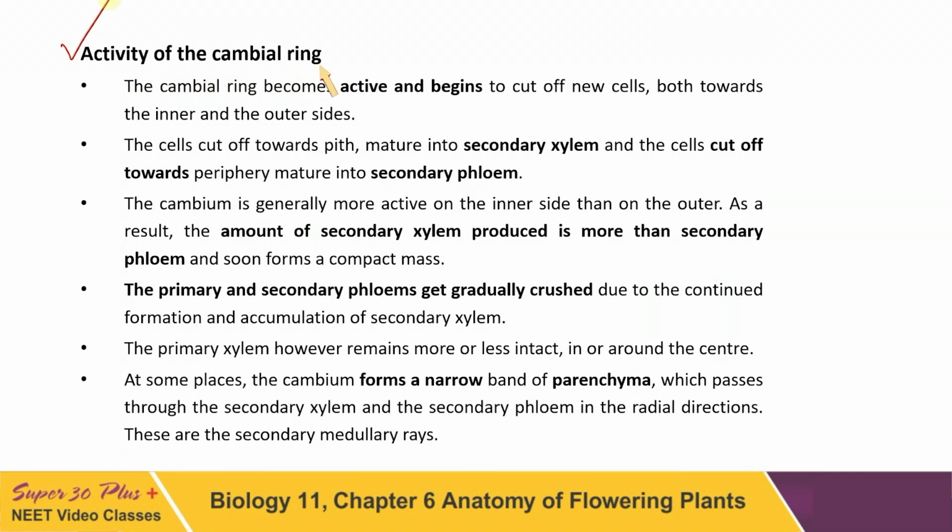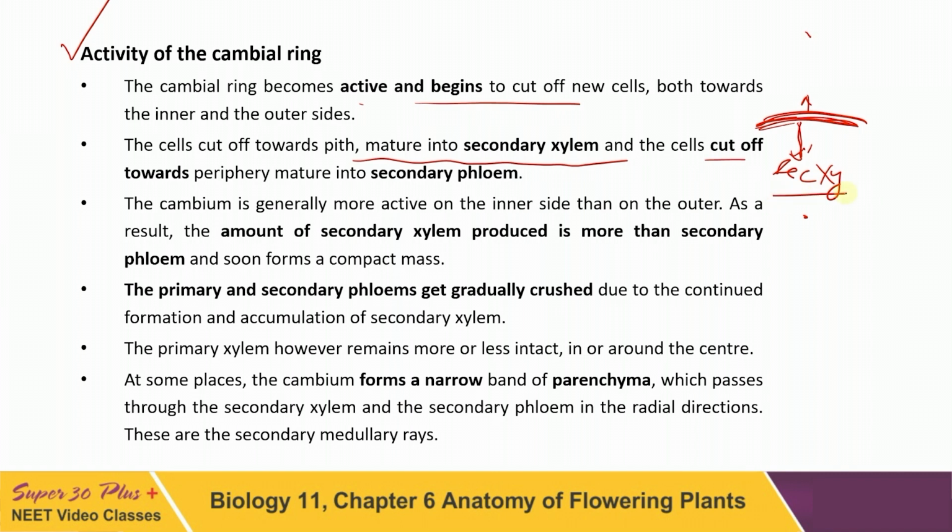Activity of the cambium ring: the cambium ring becomes active and starts to cut off new cells on the outer side and inner side. You can think of this as the cambium ring, with this being the outer side and this the center. It will cut cells towards the inside and towards the outer side. The cells cut towards the inside ultimately differentiate as secondary xylem, and the cells cut towards the outer side are differentiated as secondary phloem. This is secondary xylem towards the center, and this one is secondary phloem towards the outer side, the periphery.